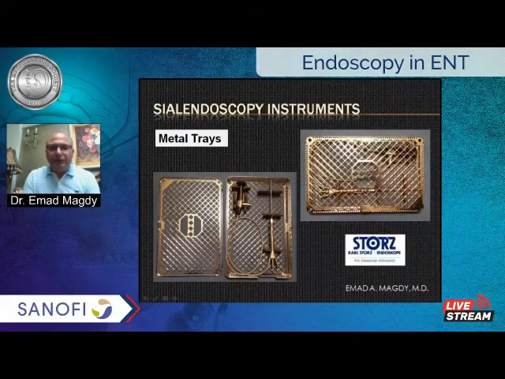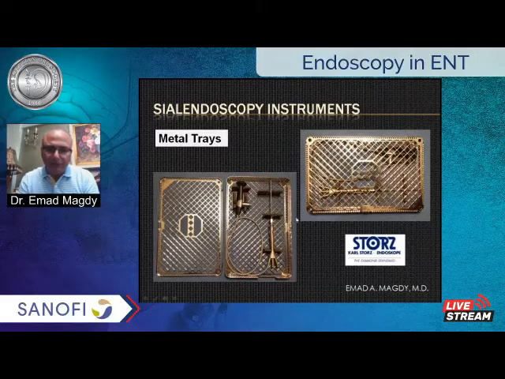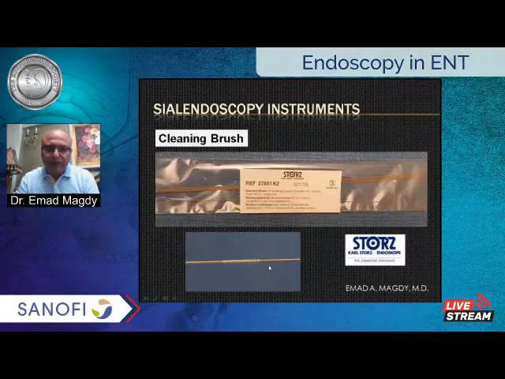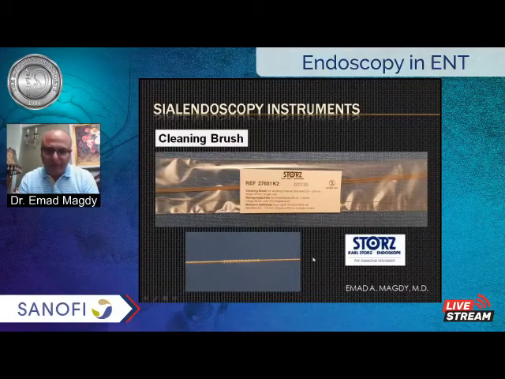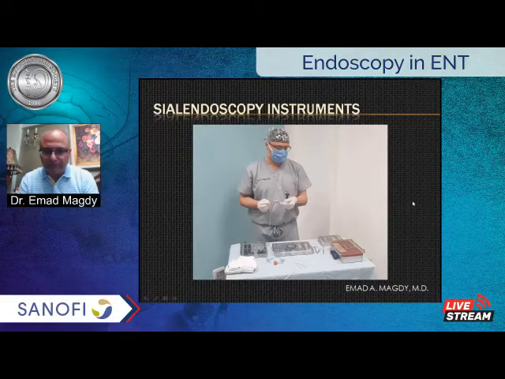For this very fine scope, you have to have special metal trays. So if you want to start doing this, you have to invest in getting a special metal tray that actually protects the scope. And you also have to get these very, very fine brushes that you use to clean the scope after you finish working with it. And those who work with me know that after each case, I actually spare about 5 or 10 minutes of my time cleaning the working and the irrigation channels by myself with these very fine brushes before sending to sterilization.